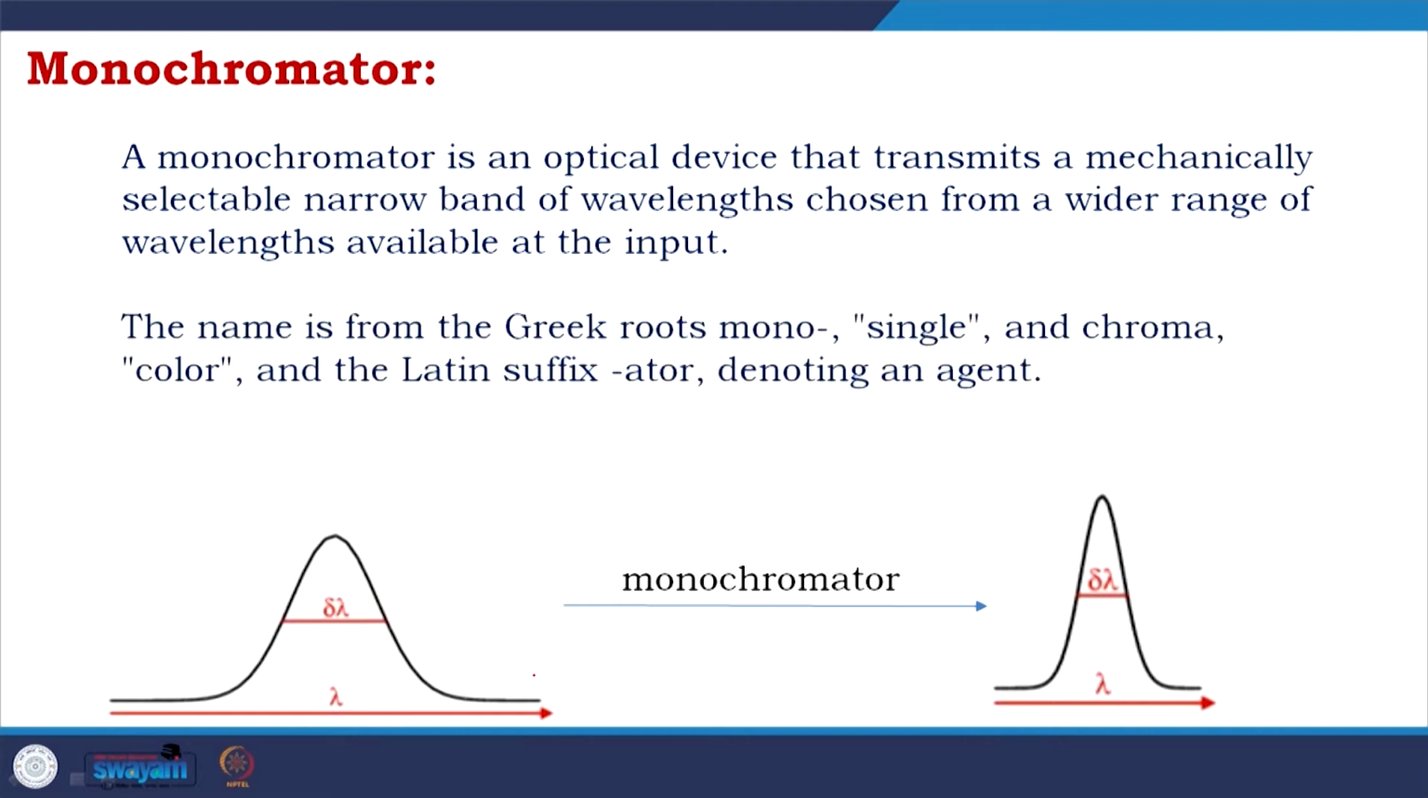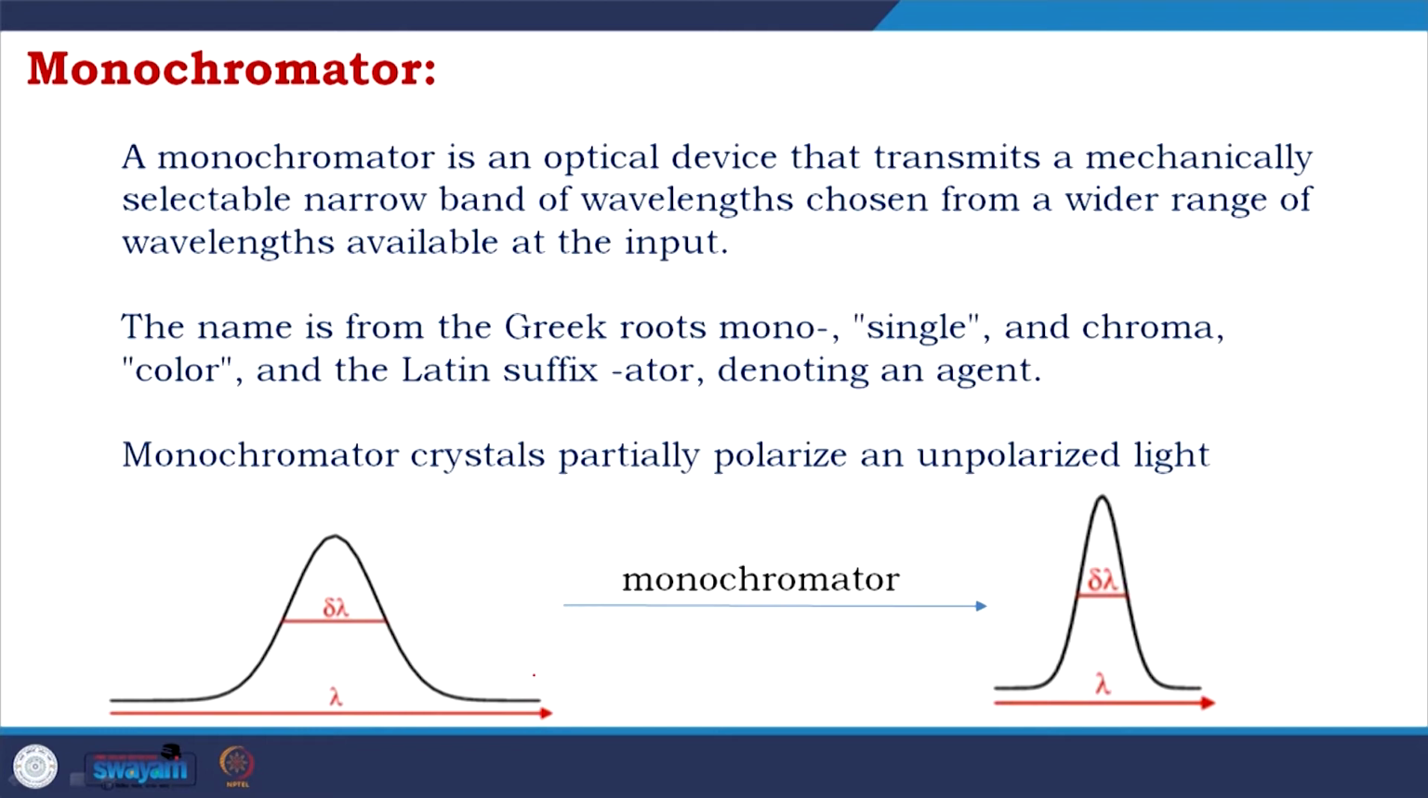The name is from the Greek roots mono, which is single, chroma, which is color, and ater, which denotes agent. So, an agent which makes single color, that is called monochromator. Monochromator crystals partially polarize the unpolarized light.